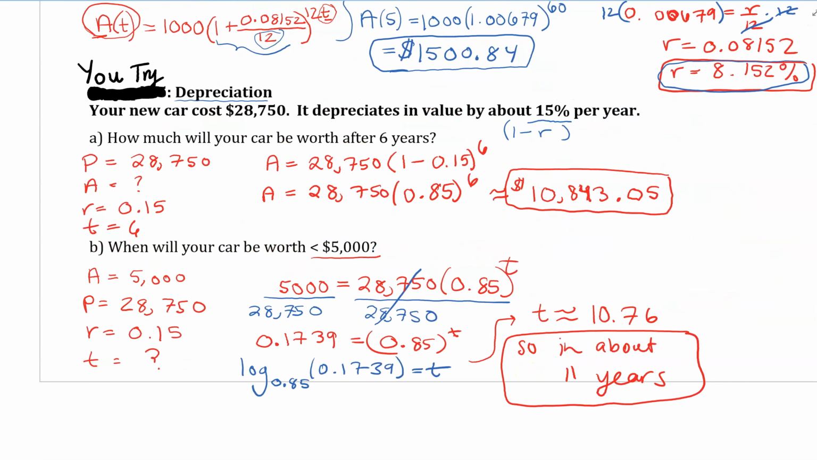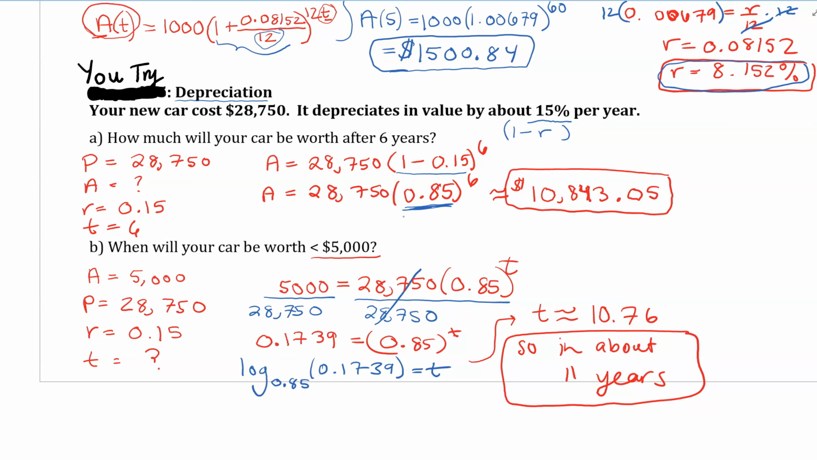Okay, so you can check your answer here, see if you got it right. For the first part, how much will the car be worth after 6 years? I got that it would be about $10,843 in value, approximately. You can see here, the main thing I want to draw your attention to is right here. So it's the same formula for appreciation, but instead of adding 15% to 100%, I'm subtracting 15% from 100%, leaving me with 85%. So what this is really saying is that at the end of each year, the car is only worth 85% of what it was at the beginning of the year. And so that's how it goes down each year, decreases each year by 15%.